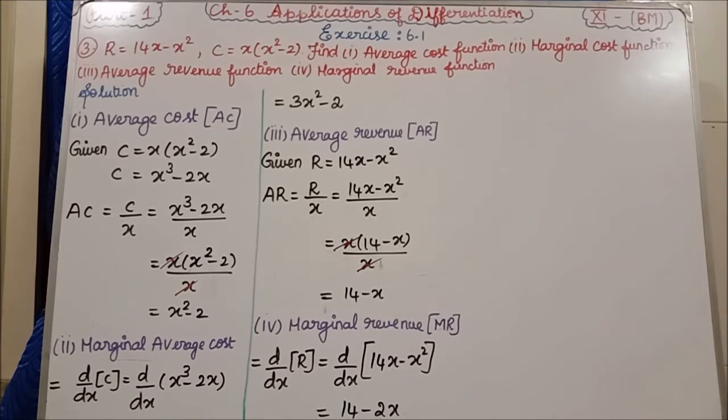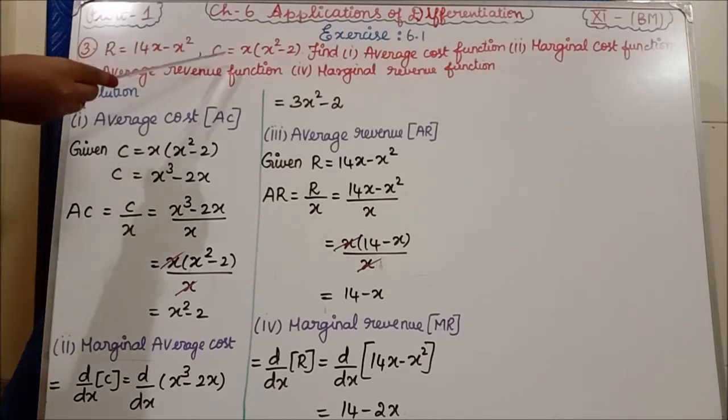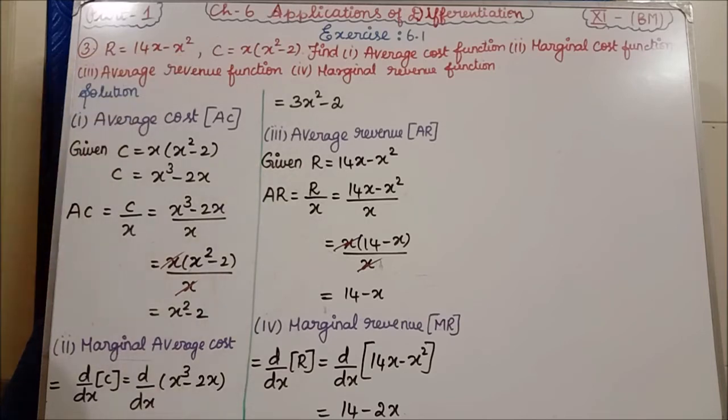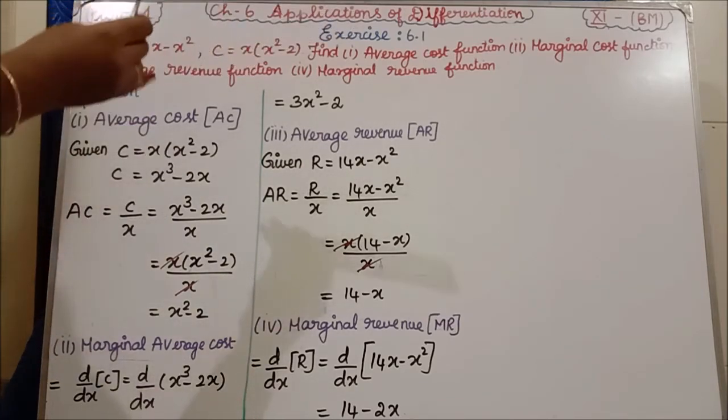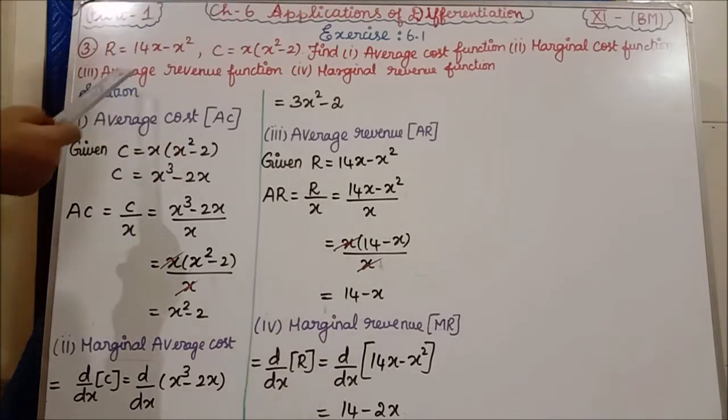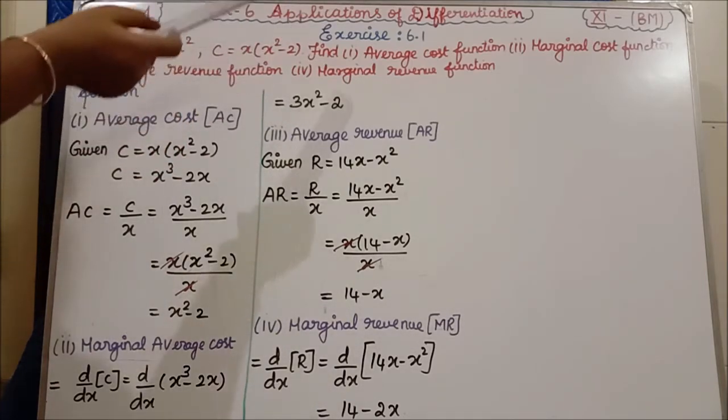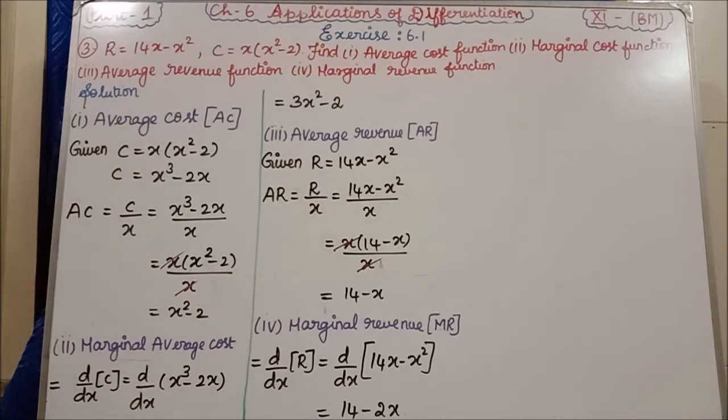Next, in exercise 6.1, we are going to see the third question. See what they have given in the question: revenue function R and cost function C. They have given both functions in one question. The revenue function is 14x minus x square and the cost function is x into x square minus 2. With this we have to find the average cost function, marginal cost function, average revenue function and marginal revenue function.